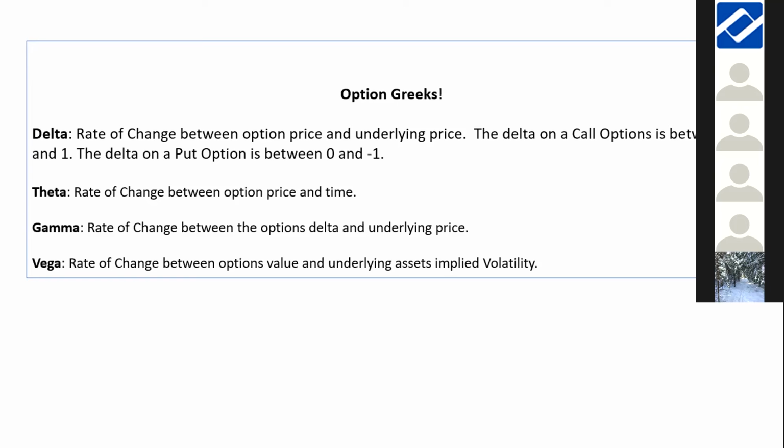But for Gamma, it's the rate of change between the option's delta and the underlying price. So like futures where you're playing long or short, with options there are many more factors involved. And I think, again, it creates great opportunity if you understand your Greeks.